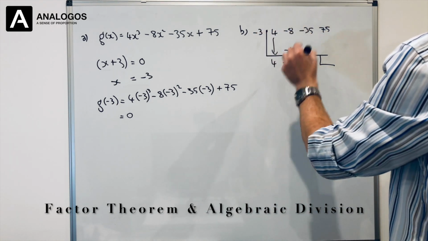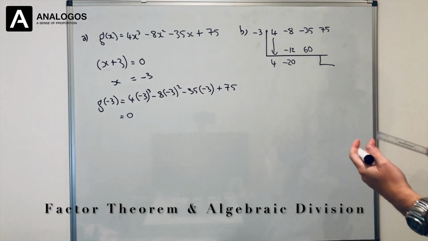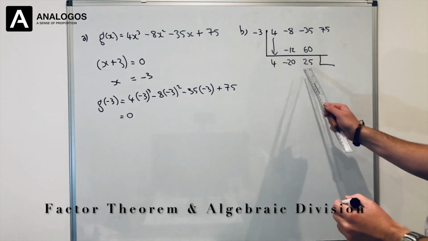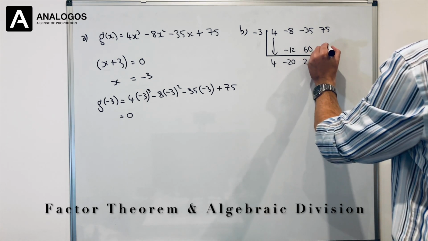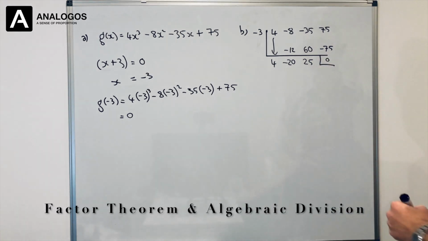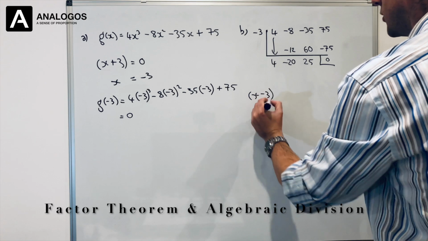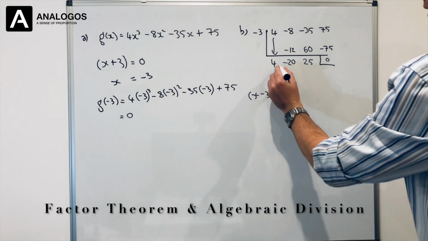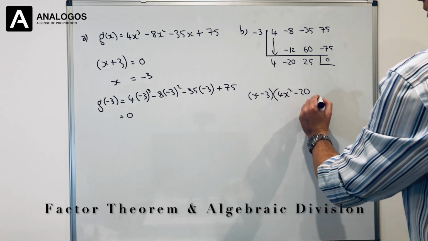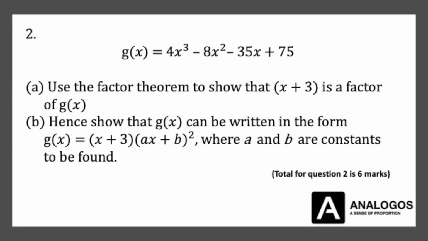Minus 3 times minus 20 would be positive 60. Minus 35 plus 60 would be 25. Minus 3 times 25 would be negative 75. And as you can see, 75 minus 75 is just 0. Okay, so we've got x plus 3 is a factor, we already knew that. And then what have we got here? 4x squared minus 20x plus 25.